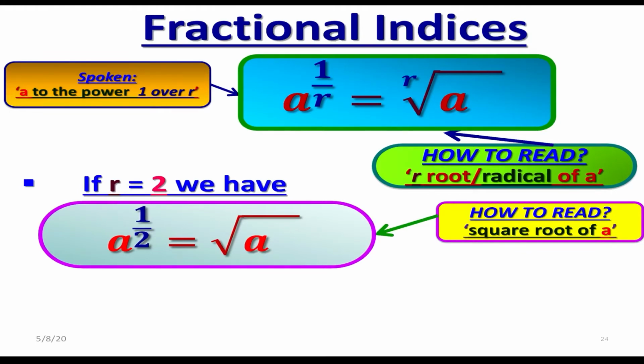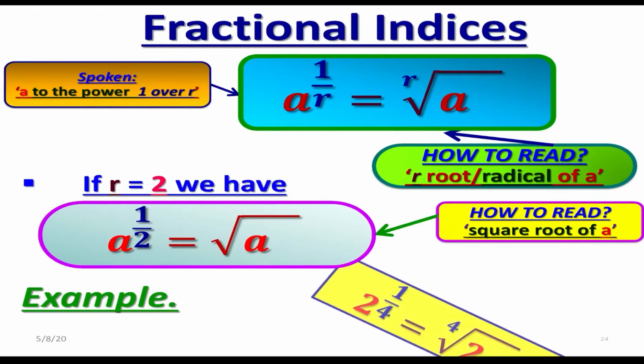When the bottom of the fraction equals 2, this is a special case, if you will. So a to the half power, 1 over 2, is the same thing as the square root of a. So this is kind of a conversion. Any base a to a half power can be turned into a square root of this base a. That's actually vitally important in algebra, in maths.